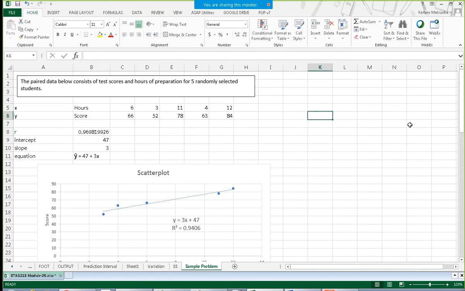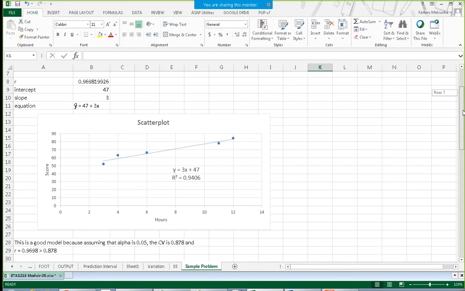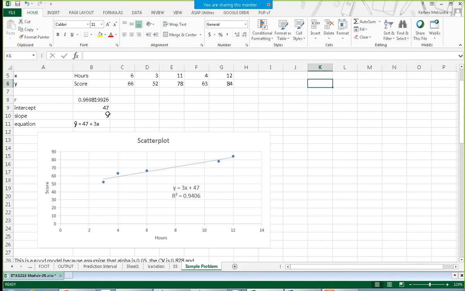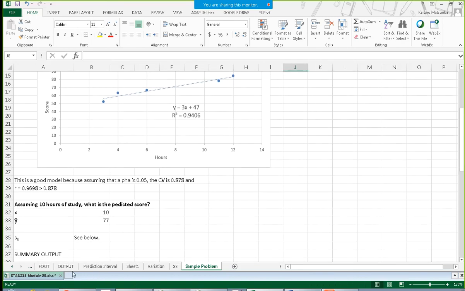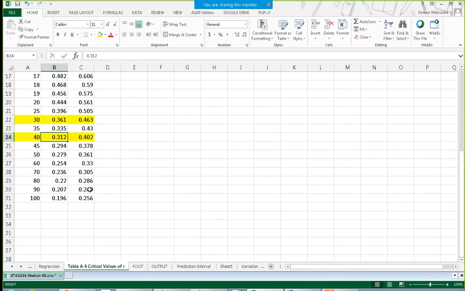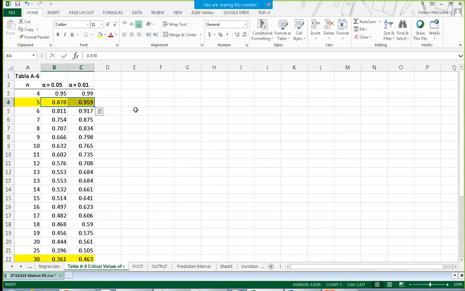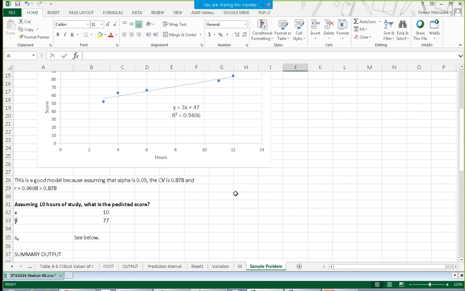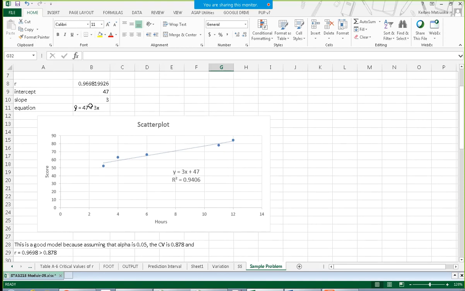Okay. Moving on, so you have to be able to create the scatter plot. Is this a good model, yes or no? So there are 5 of them. Let's look at the table. 0.878, 0.959. You see that it's bigger than either one. Well, assuming the alpha is 0.05, we compare to 0.878, so that's bigger. So yes, this equation is a good model.